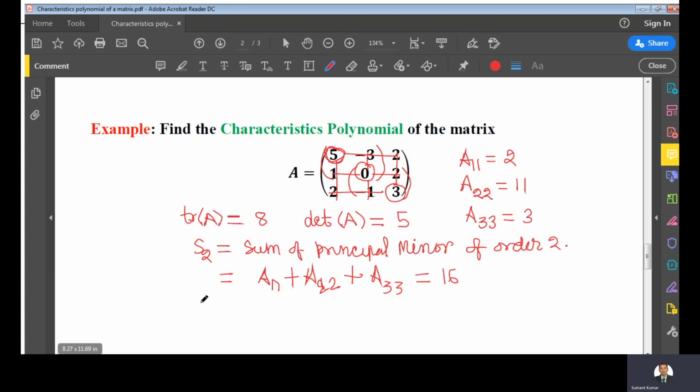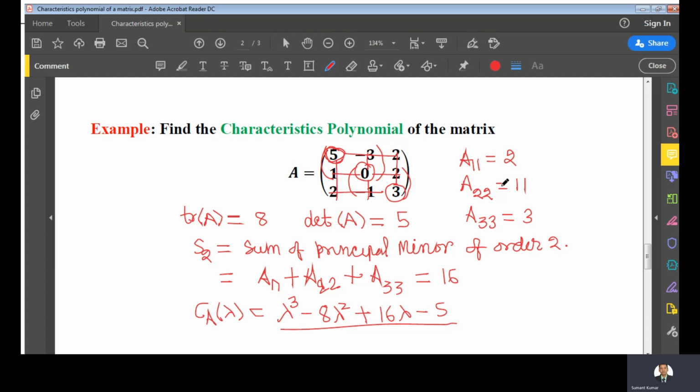In one line you may write the characteristic polynomial as lambda raised to the power 3 minus the trace of the matrix, that is 8 lambda square, plus the sum of the principal minors of order 2, that is 16 lambda, minus the determinant of A, that is 5. So this is the characteristic equation corresponding to this matrix, right? It is very easy and very helpful if you are handling objective type questions, right? And if you practice it, it will take very little time, correct?